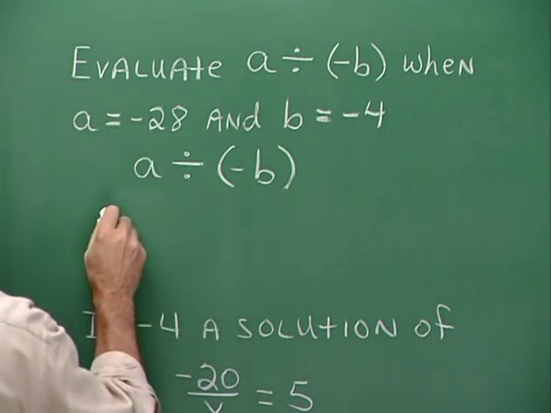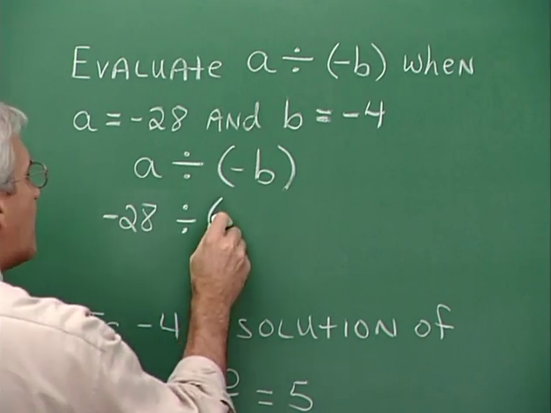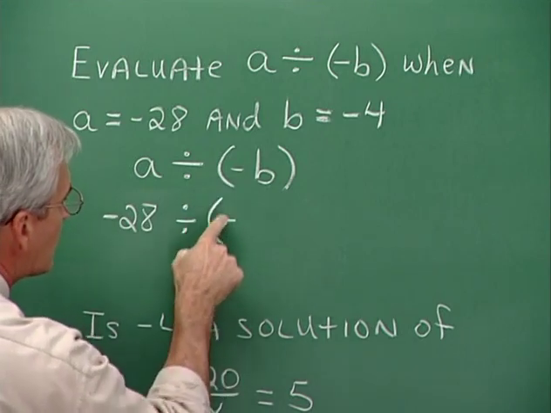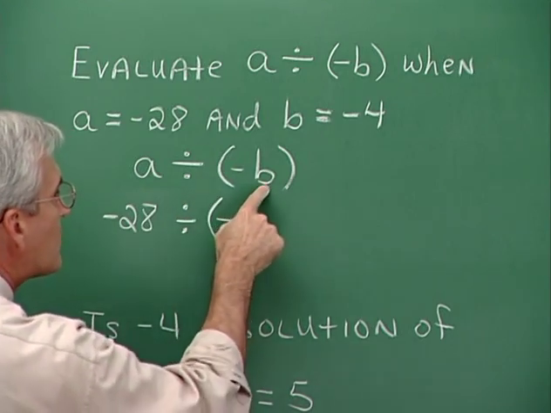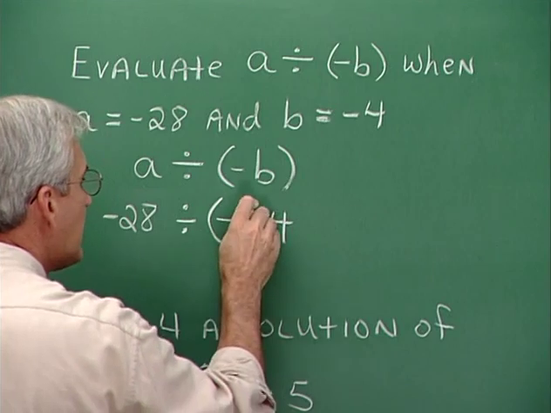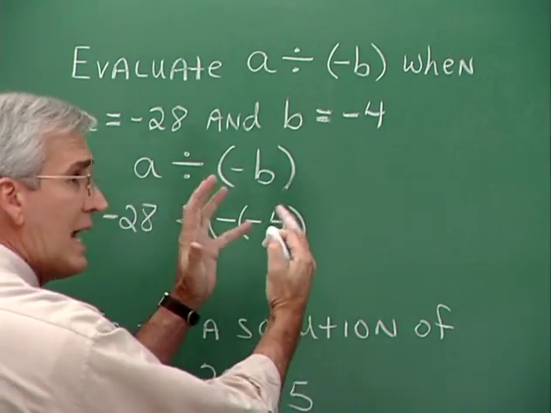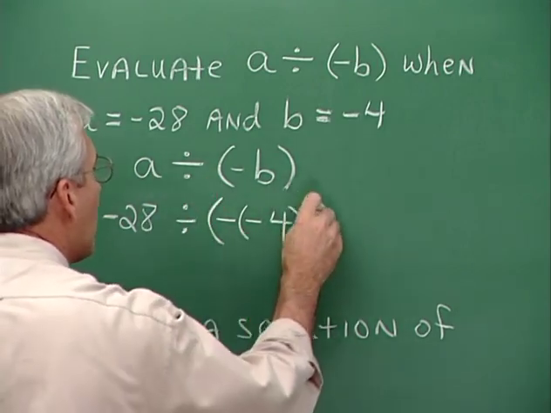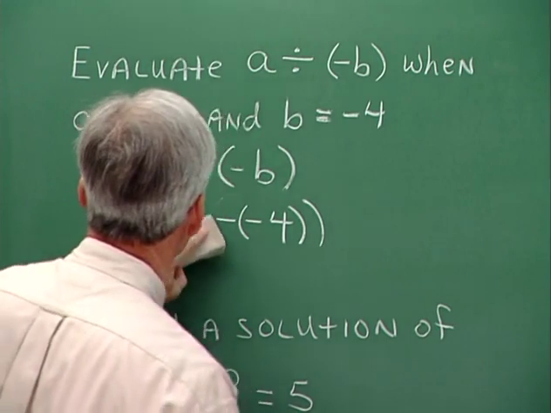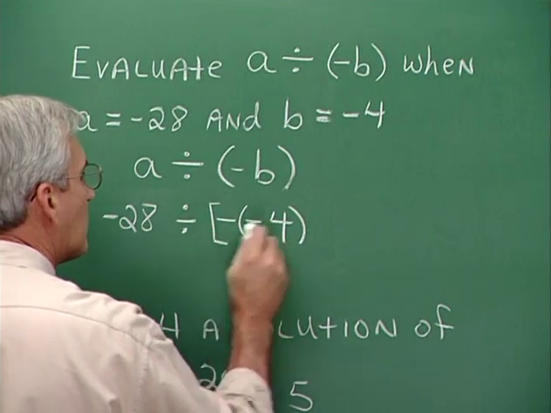Let's see, a is replaced with negative 28, divided by parenthesis minus. And b itself is negative 4. So this minus sign is this one, you see, and then we introduce b as negative 4. So we have minus negative 4. And once again, we need to separate with some kind of symbol of inclusion. Now, a lot of times when symbols of inclusion are nested like this, rather than write double parentheses, it's a little easier to see the situation if you use a different kind of symbol of inclusion, like brackets.